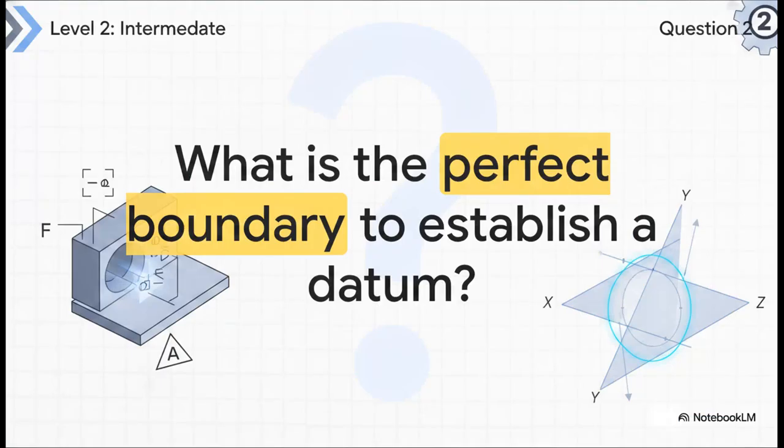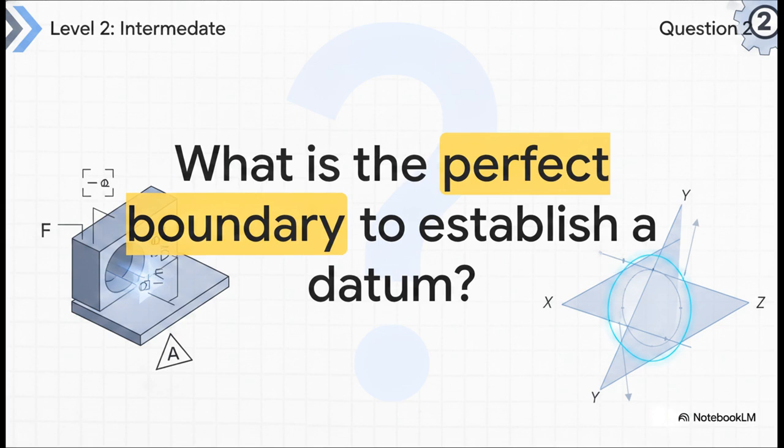Okay, let's step things up a notch to Level 2, intermediate territory. We're moving past basic symbols and getting into datum reference frames. Question 2. What is the theoretically perfect boundary used to establish a datum from a specified datum feature? Is it A, a physical datum feature simulator, B, the actual mating envelope, C, the true geometric counterpart, or D, virtual condition? All right, you know the drill.